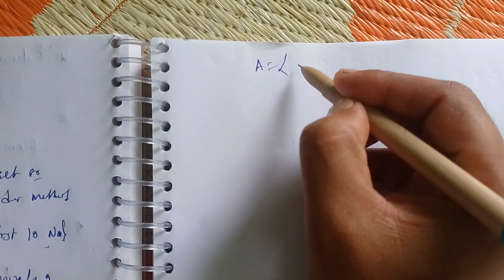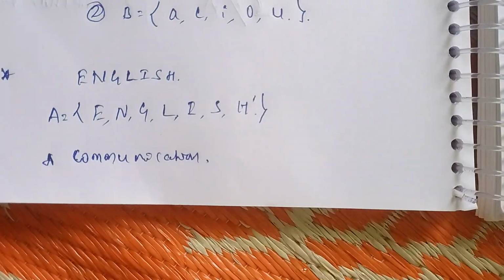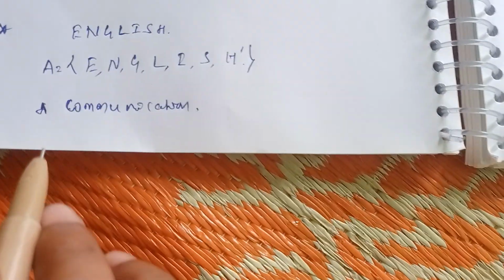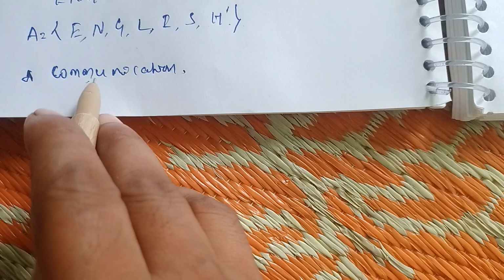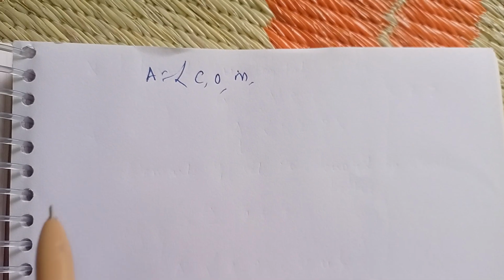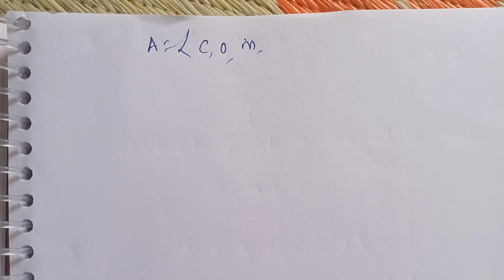Look here, students. For communication, first we have to write C, then O, then M. Here letters are repeated. When you write the set, don't repeat the letters. It is not allowed to repeat letters. You have to write each one only one time.